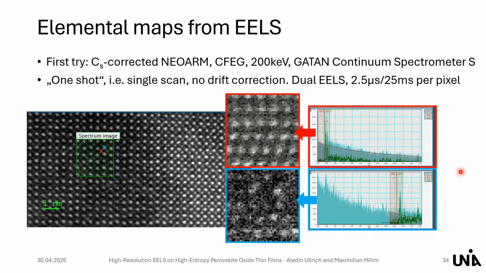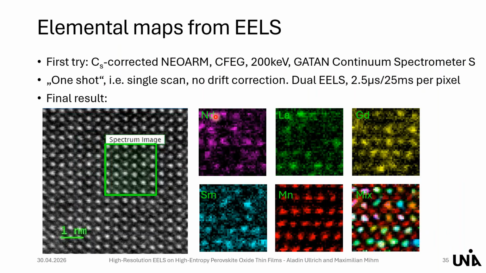And then we get, of course, to the full map we recorded at this place. The final result looks like this. You see nicely that the rare earth metals, so the neodymium, lanthanum, gadolinium, and samarium, are distributed inhomogeneously. So you get places without these elements, and you get atomic columns where you have more of them. And of course, when you integrate over all of them, you finally get the full lattice again. Manganese is, of course, nicely present everywhere. And when you overlay all of them, you get this nice colorful mixed map.